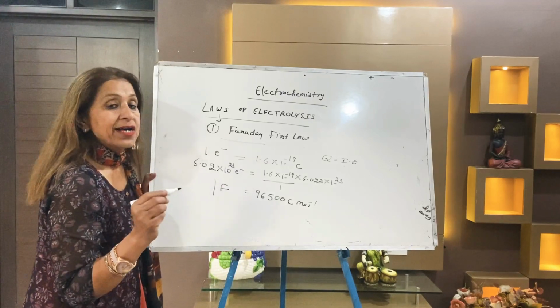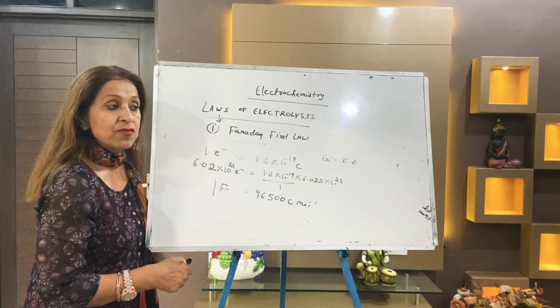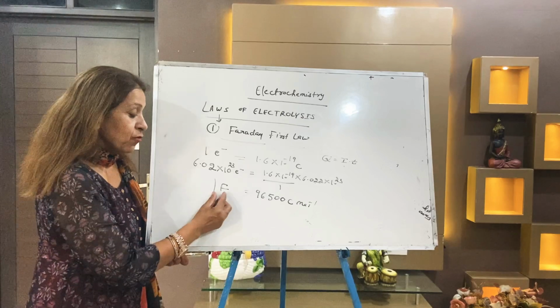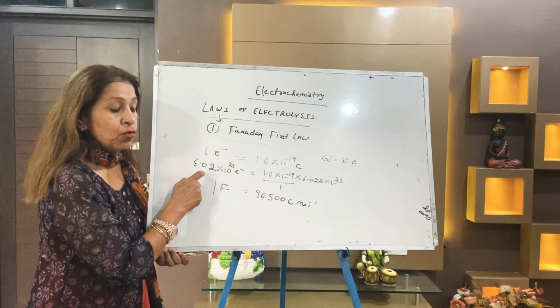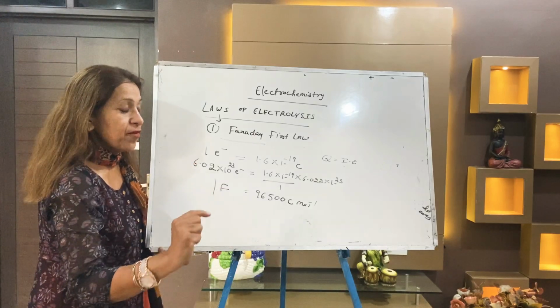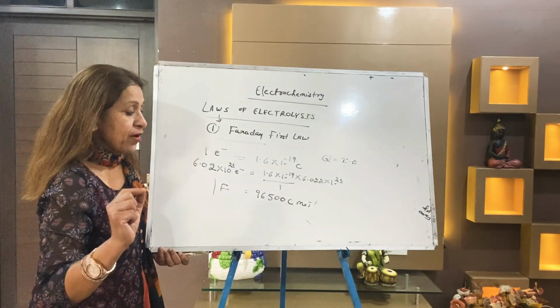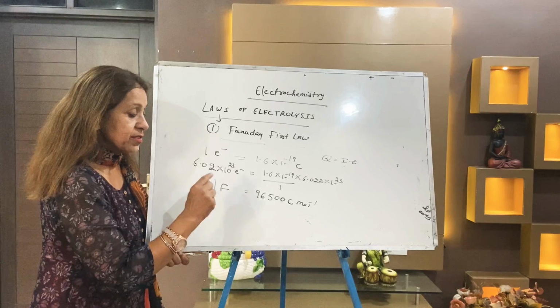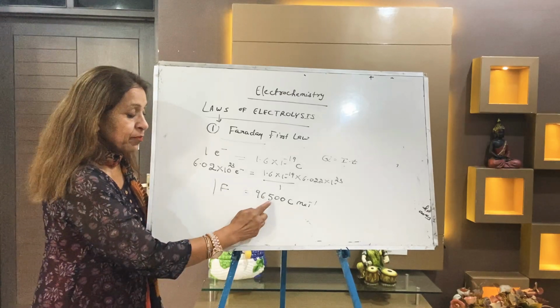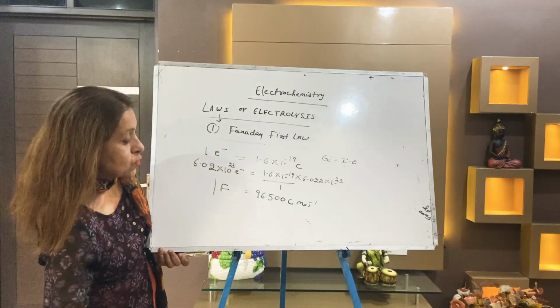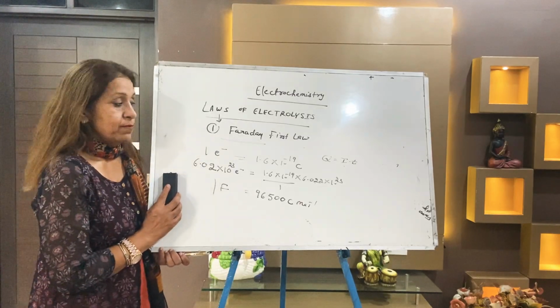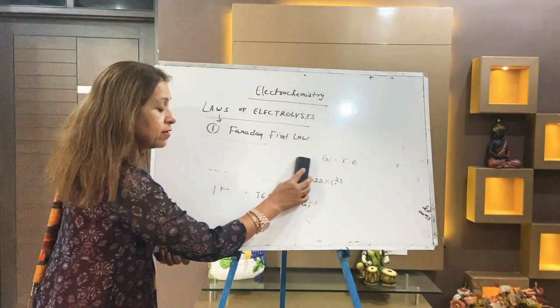So if anybody asks you the question, what is 1 Faraday? Your answer is: 1 Faraday is the charge carried by 1 mole of electrons. So write the definition, define 1 Faraday: 1 Faraday is the charge carried by 1 mole of electrons, that is 96500 coulombs. Now I am taking the third part.